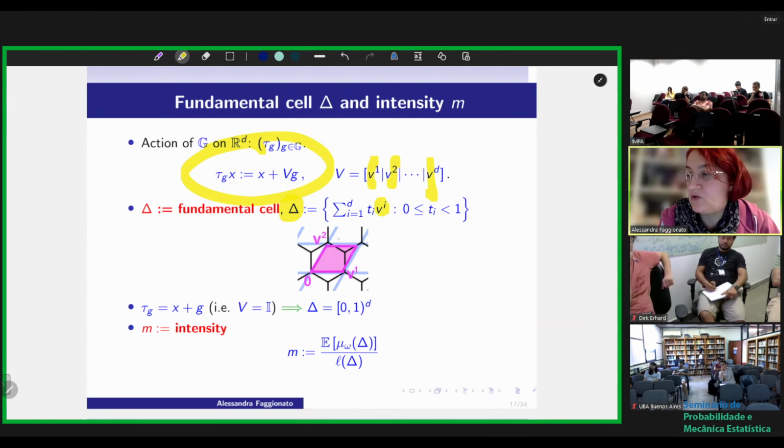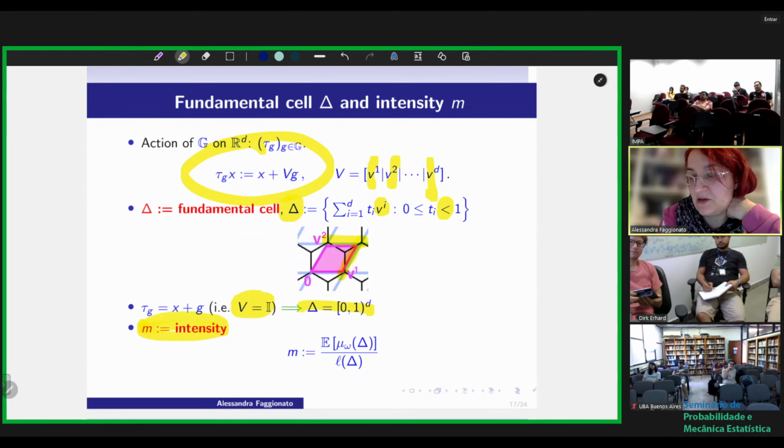So in particular, in the previous case, the fundamental set in example 2 is this parallelogram. Pay attention that this border is absent because here it is strictly smaller than 1. And in example 1, or in general, if V is the identity, then the fundamental cell is just the unit box [0,1)^d. And so this is the concept, this is the fundamental cell.